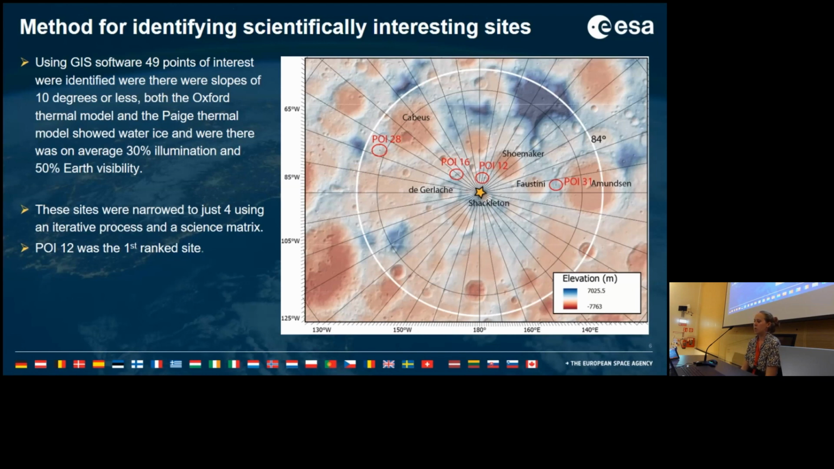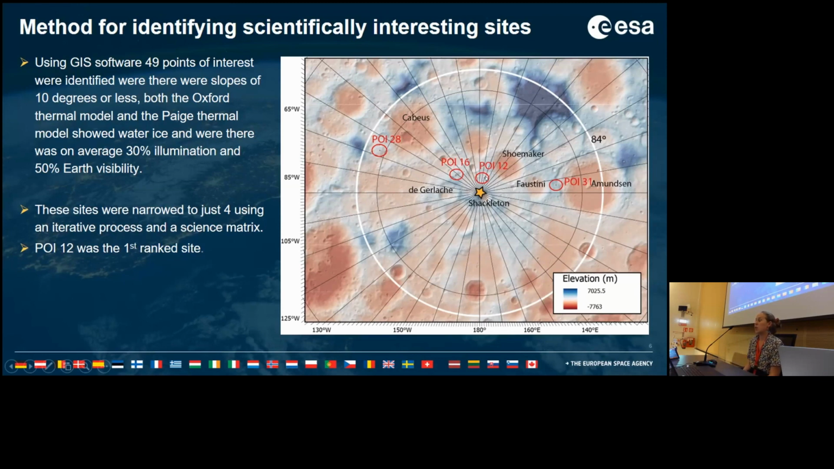If the site did meet this question and answered yes, then it would score a higher point. And if it answered no, it would score a lower point. And then these scores were totaled up for each of the questions asked, and the highest ranked site was POI 12, which is located just above Shackleton here.